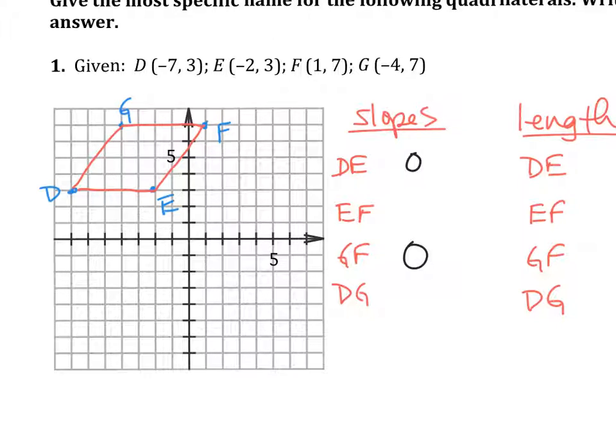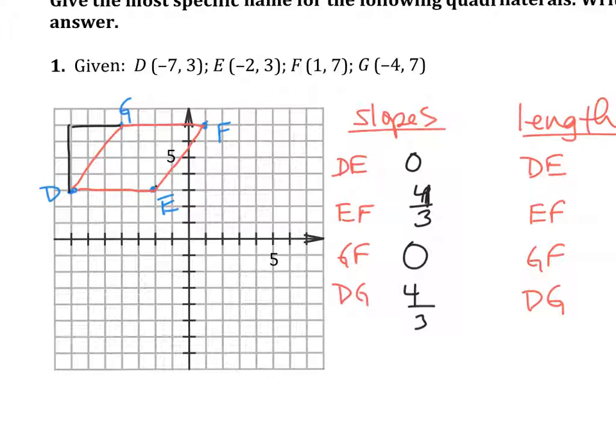What's the slope from E to F? We have to do 4 over 3. Just do your rise over run, and she said 4 over 3. What's the slope from D to G? It's also 4 over 3. So what has that shown us so far? The sides are parallel. DGF.